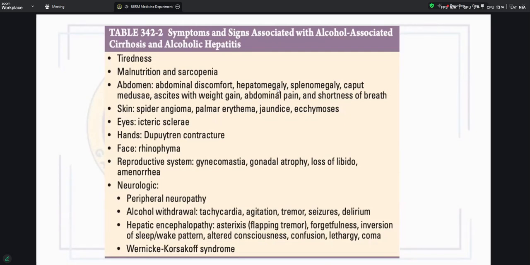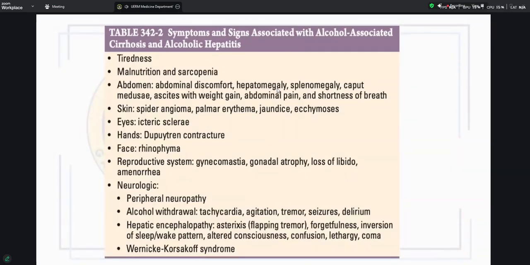These are the signs and symptoms of alcohol-associated cirrhosis and alcoholic hepatitis. It is important to note, though, that even with steatosis, steatohepatitis, or even compensated cirrhosis, or those with cirrhosis but with no complications, patients can still be asymptomatic. So only if they develop acute decompensation or alcoholic hepatitis will they have symptoms.